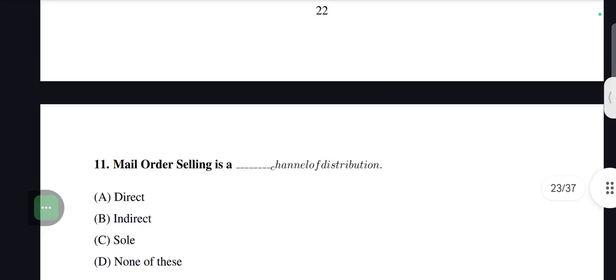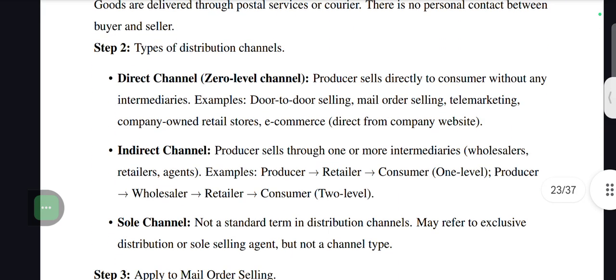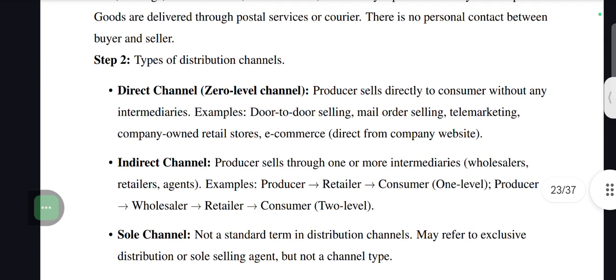Next, mail order selling is a dash channel of distribution: direct, indirect, sold, or none of the above. Let us see the definitions. Direct channel means the producer sells directly to the consumer without any intermediary. Indirect means the producer sells through one or two intermediaries, like wholesaler, retailer. Sold channel is not a channel type; it may refer to exclusive or sole distribution.